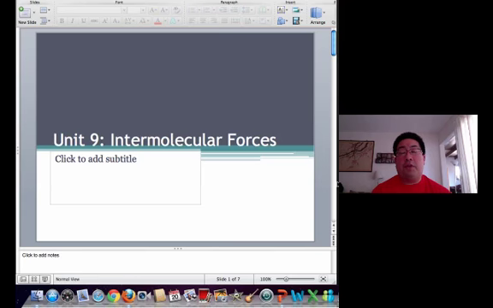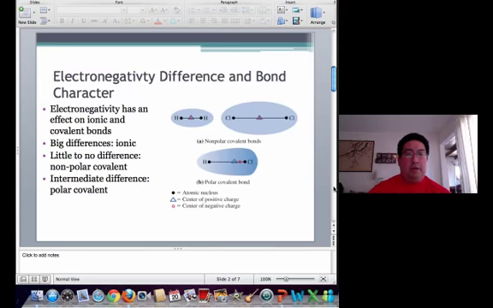This one is an overview over all of the intermolecular forces, and then there'll be one on just polarity and whether something's polar or not. So we'll do that in a minute. But let's first go over the intermolecular forces.